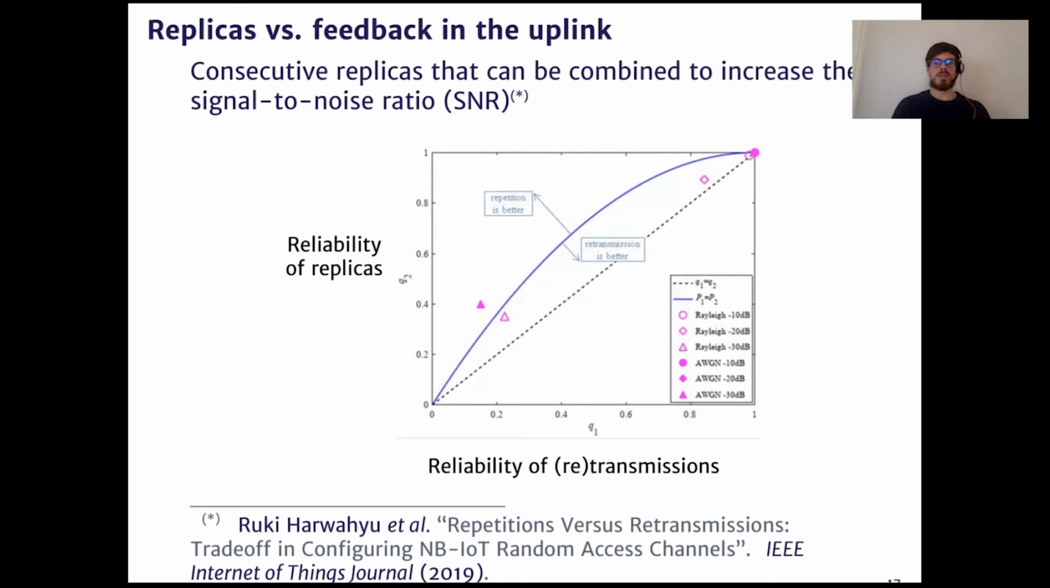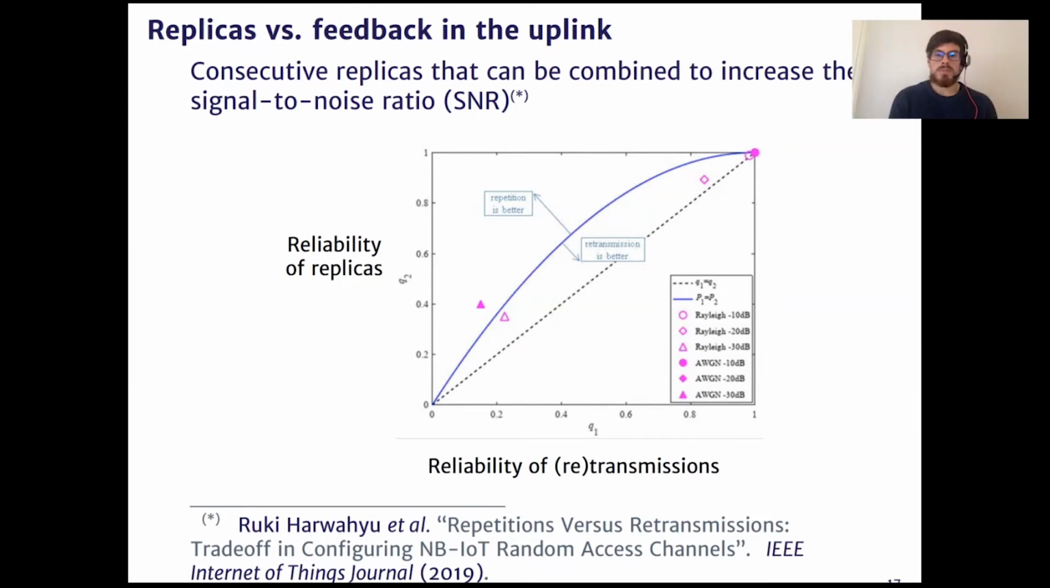So the first point that I want to tackle is replicas versus feedback in the uplink. We have this paper that was precisely dealing with random access in 3GPP networks. The benefit of using replicas here is that they can be combined to increase the SNR. So basically you're transmitting exactly the same thing. And since your channel won't change that much from one transmission to the other, they are back-to-back transmissions, you can add them coherently, basically. So you increase the SNR.